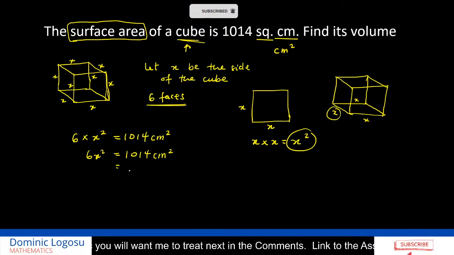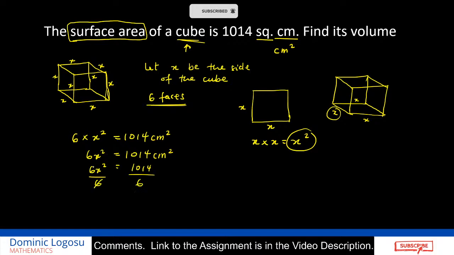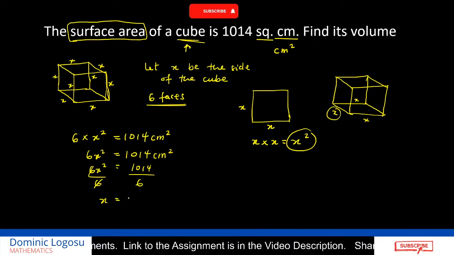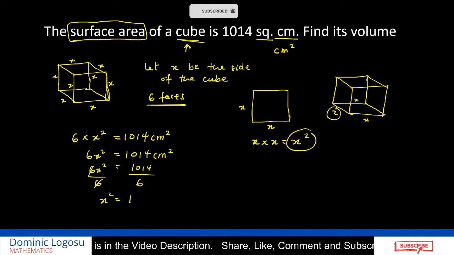what? The cube. So in order not to waste time, when you have something like this, all you need to do is to divide both sides by what? 6. Okay, so we cancel, and then we'll now have what? X squared. Now we want to find out 1014 divided by 6. What would that give us? I think that would be 169.